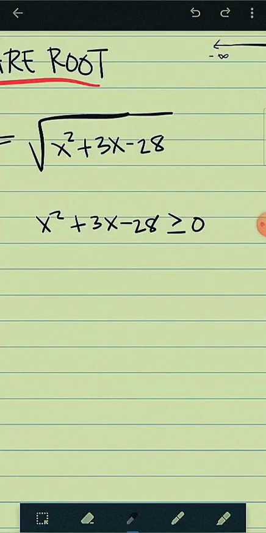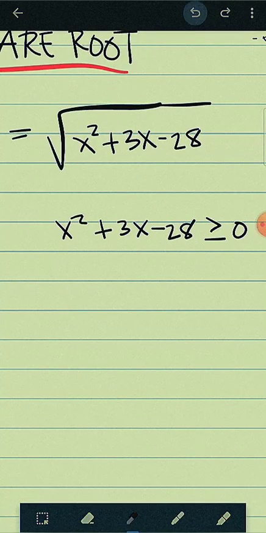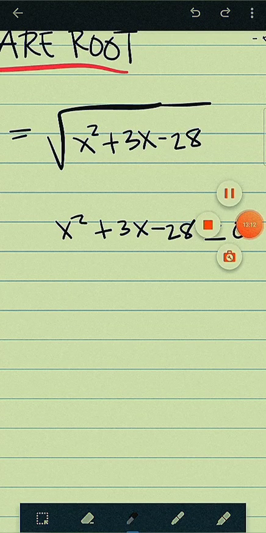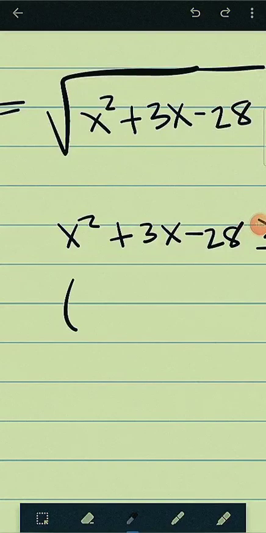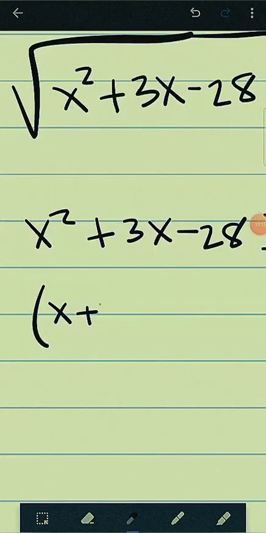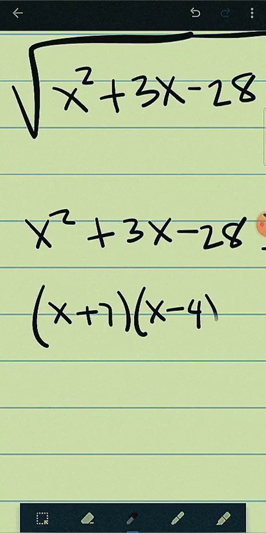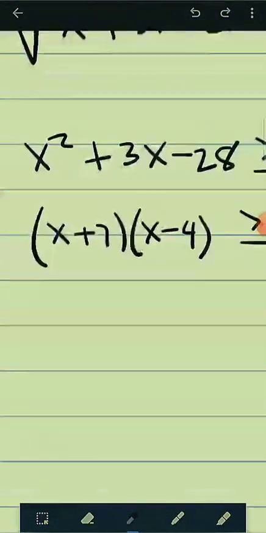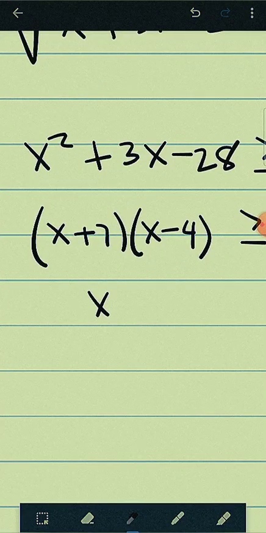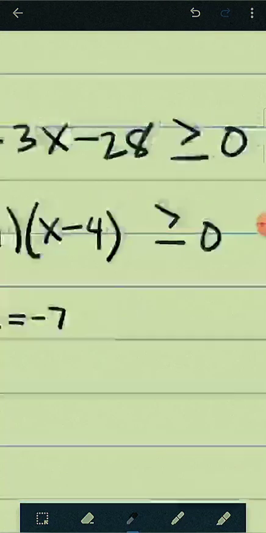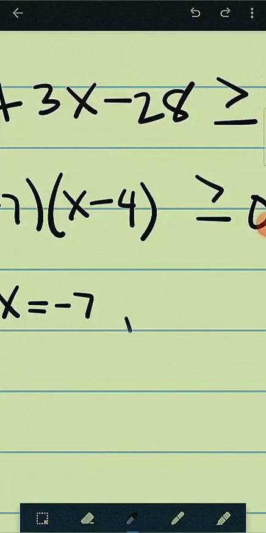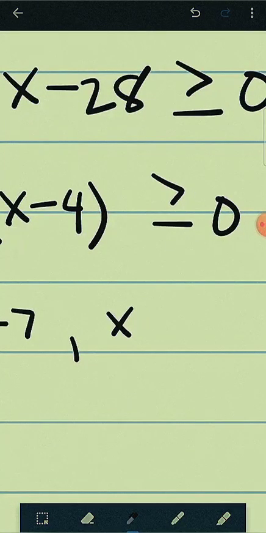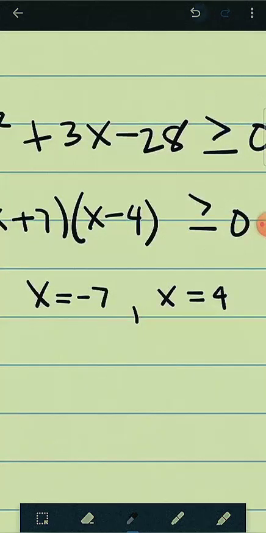So that's it. And whenever we have this, we must be careful. Of course, we will get the factors first. So what are the factors? It's x plus 7 and x minus 4, and that's greater than or equal to 0. So with this information, we can say x is equal to -7 and x is equal to 4. So we just change the signs.